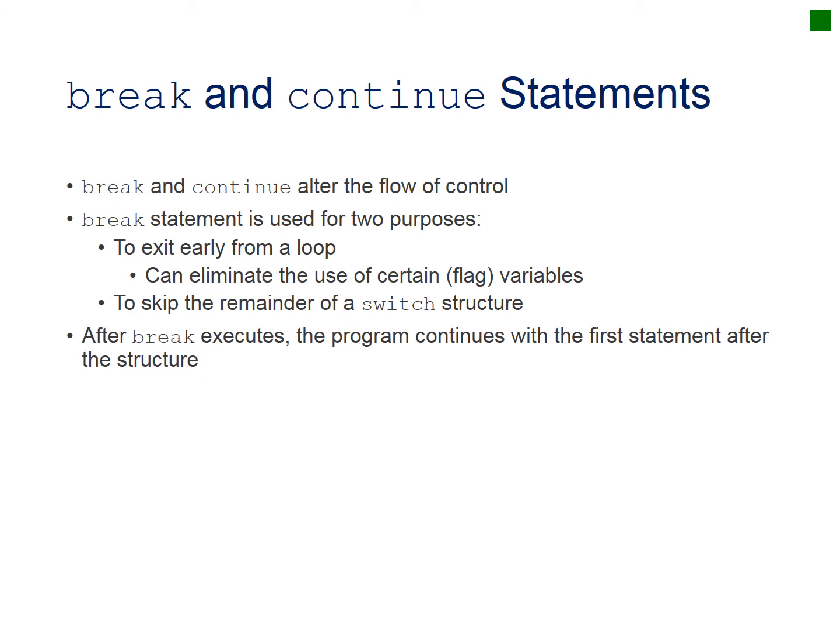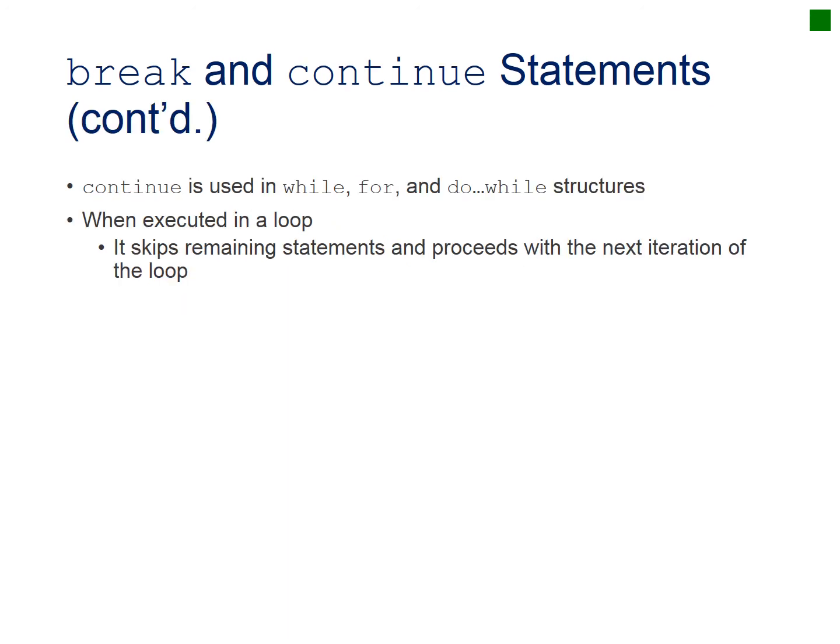Break and continue statements. Break and continue alter the flow of control. A break statement is used for two purposes. One, to exit early from a loop. You can eliminate the use of certain flag variables. Or two, to skip the remainder of a switch statement. After the break executes, the program continues with the first statement after the structure. Continue is used in while, for, and do-while structures. When executed in a loop, it skips remaining statements and proceeds with the next iteration of the loop.